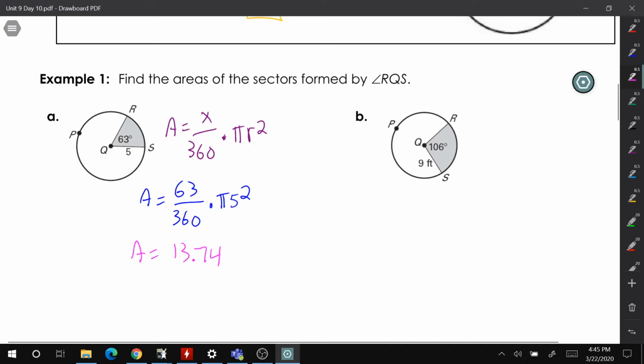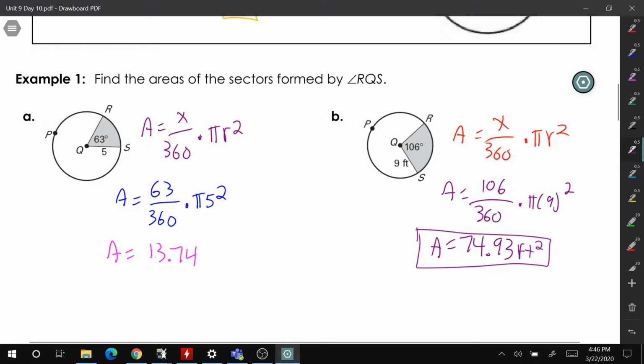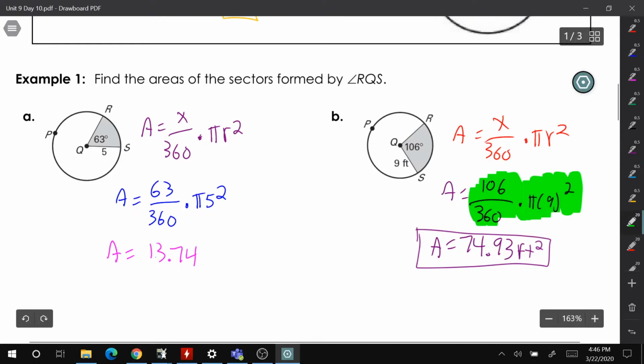Okay, so I want you to pause the video and try example B, and then after you're done, unpause it and see if we got the same answer. Okay, so I hope that you got the answer of 74.93. Again, if you rounded differently, then your answer might be a little bit off, but I don't suggest it. I suggest just typing this whole thing into the calculator and then rounding to 2 decimal places. Alright, let's look at the next page.